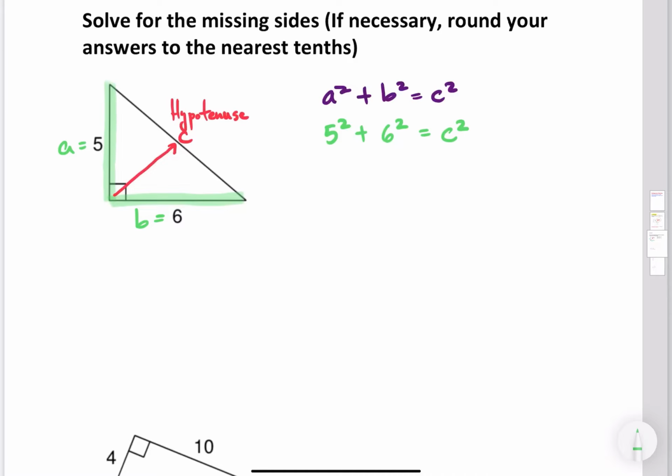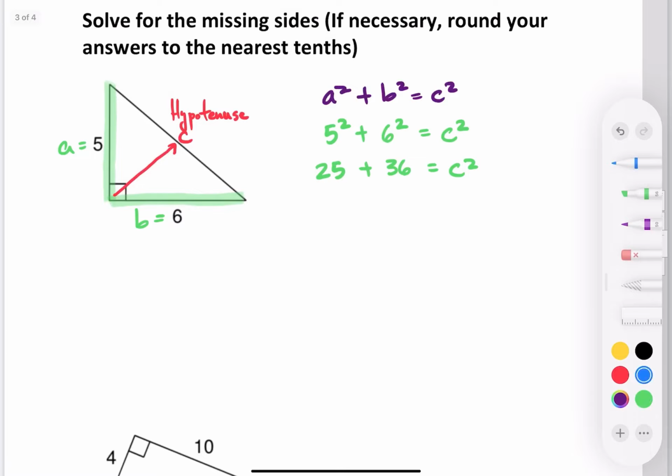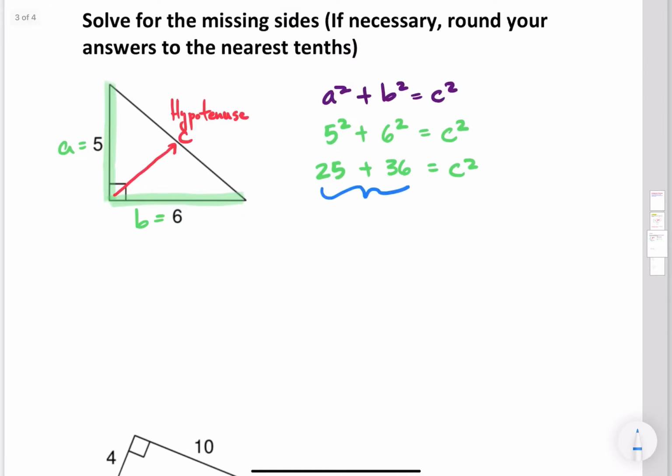So I'm just going to leave that as C. You can call it X if you like, but I'm going to leave it as C. Now we're just going to do the math here. 5 squared is just 25. 6 squared is 36, and C squared we'll just bring on down. Now we can add 25 and 36, and 25 plus 36 gives me 61. So 61 is now equal to C squared.